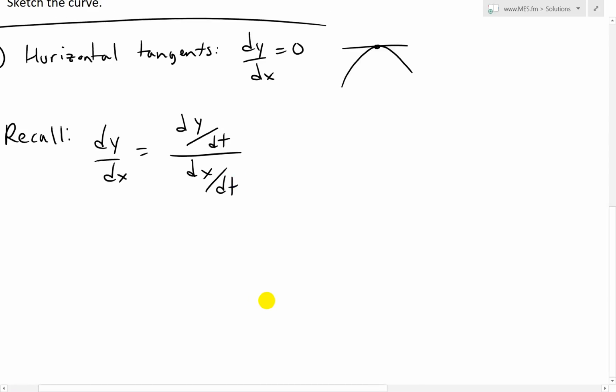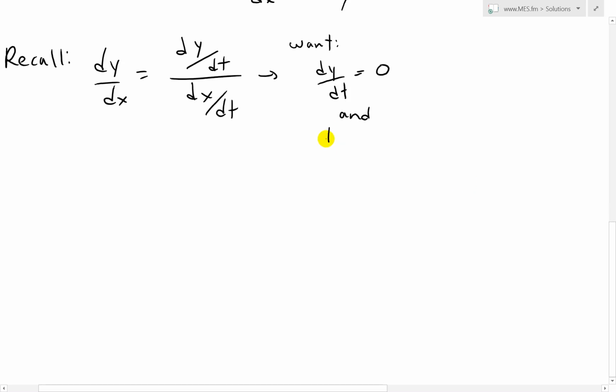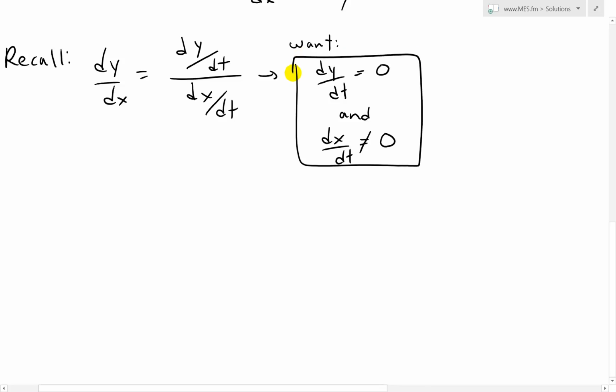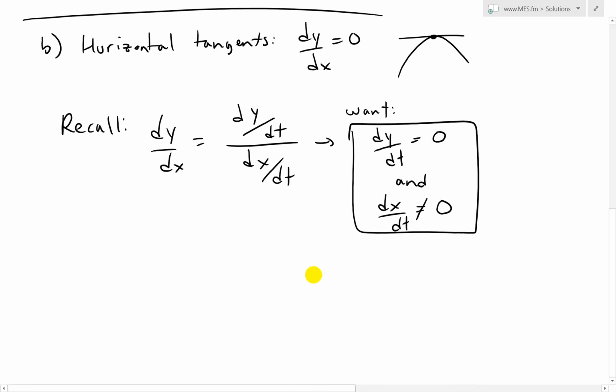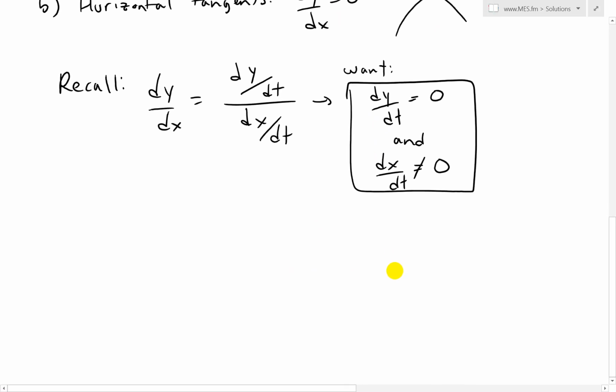So if it's written like this, then if we want this equal to 0, what we want is dy over dt equal to 0. Just the top part equal to 0, and the whole thing goes to 0. But we also want the bottom, dx over dt, to not equal 0. The reason we want this is because we can't have 0 over 0, that's just going to be undefined. You're dividing by 0. So we want the top part to be 0 and the bottom not to equal 0.